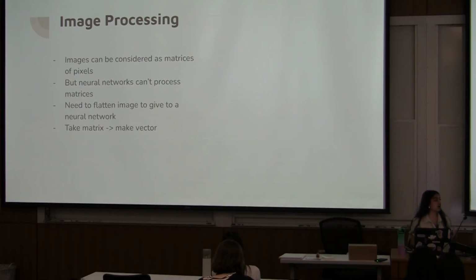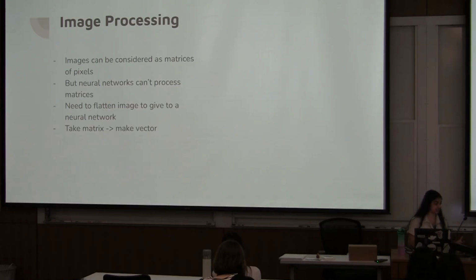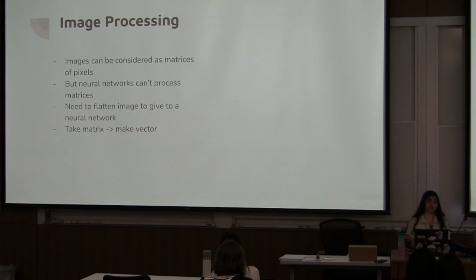So the first thing we have to talk about is how we can take images and make them into something a computer can see. What we do is we consider the image as a matrix of pixels. But the neural network can't process a matrix, right? It only takes one row of input vectors. So we have to flatten this image in order to give it to a neural network. We take a matrix and we make a vector.